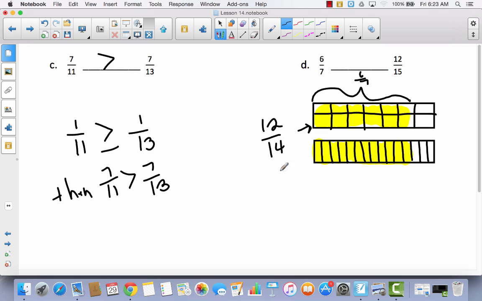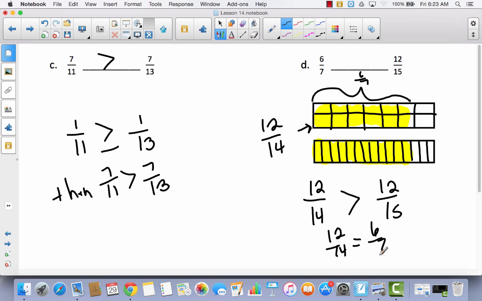So now I have a common numerator. So I have 12 fourteenths and 12 fifteenths. So my numerators are the same. Which would be greater, a 14th or a 15th? Remember, the more parts you divide it into, the smaller the parts. So 12 fourteenths is greater than 12 fifteenths. And since 12 fourteenths is equal to 6 sevenths, then 6 sevenths is greater than 12 fifteenths.